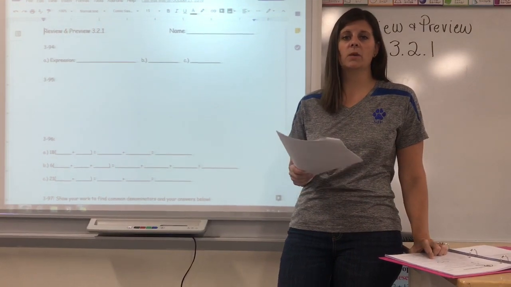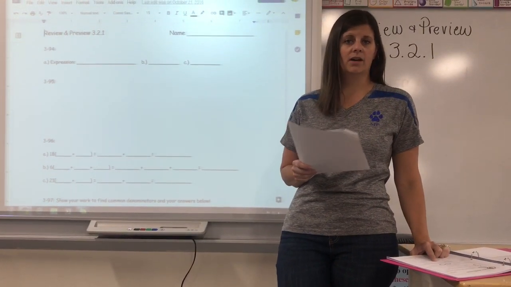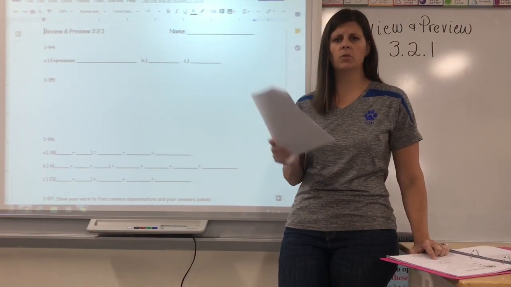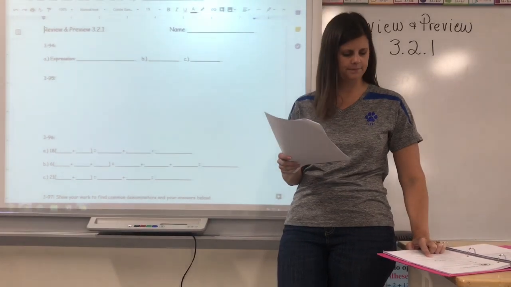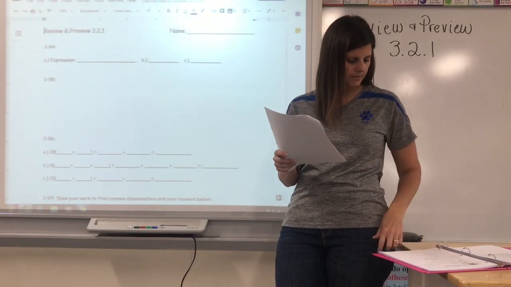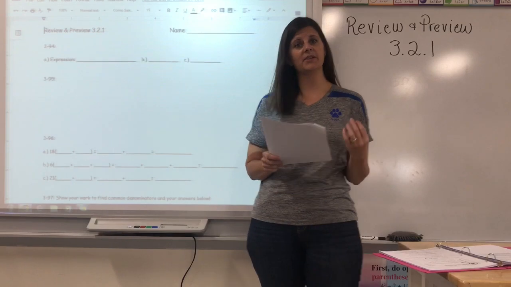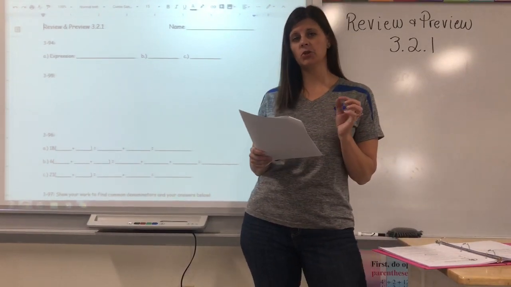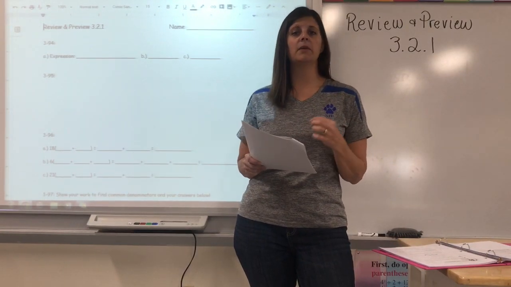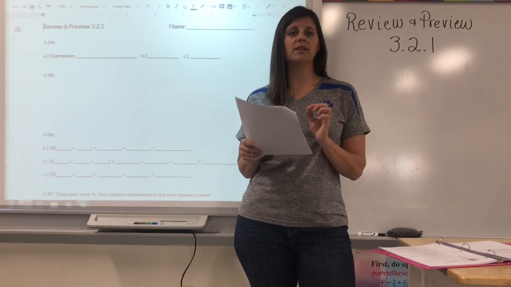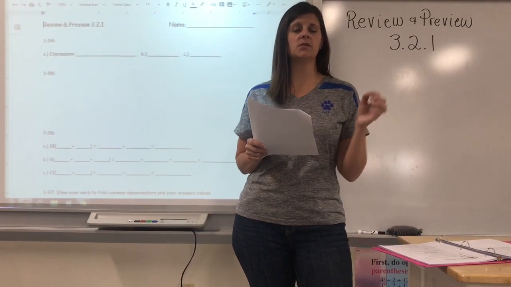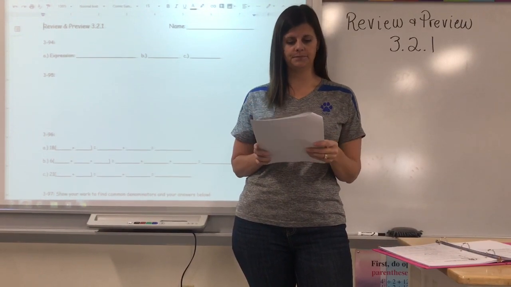Part B asks, where does he land? So after all of these hops back and forth, where is he going to land on the number line? And part C, what's the opposite of that? Basically, they're asking you to take your answer to part B and tell me what the opposite is. So what number is on the opposite side, the same distance away from 0?